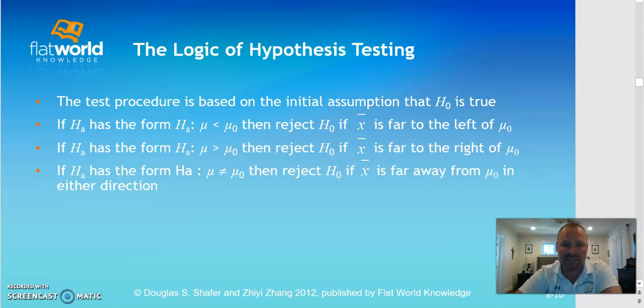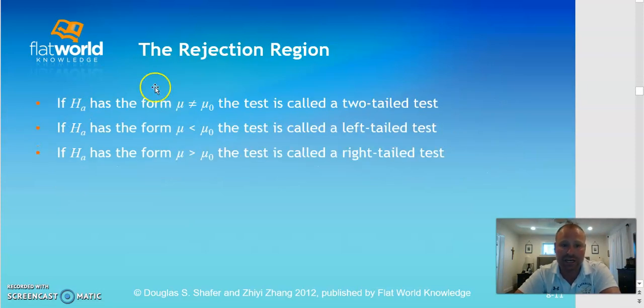So, we have all these if-thens. If this, then we're going to do this. If that, we're going to do that. So we've got to look at the ifs, see what we get as a result, and then we have to produce the then here, right? And then we have the rejection region.